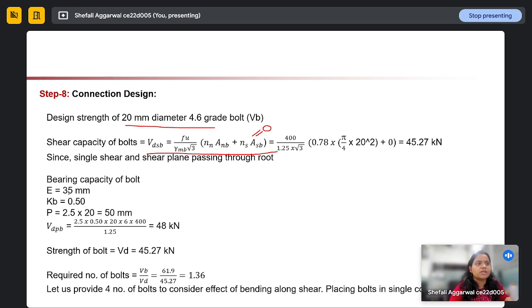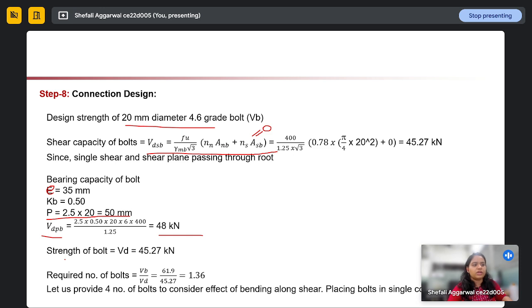So from shear capacity, we can calculate our bearing capacity. This is actually small e, that we have already calculated as 35 mm, kb 0.5 we are taking. So we can calculate p as 2.5 into 20, which will give us 50 mm. And we can calculate the design bearing capacity. This is the formula for design bearing capacity, that is 2.5 into 0.5 into d, the diameter of our bolt, into thickness of our plate into 400, where 400 is the Fu value, divided by gamma mb 1.25. So that will give us the bearing capacity of our bolt as 48 kilonewton.